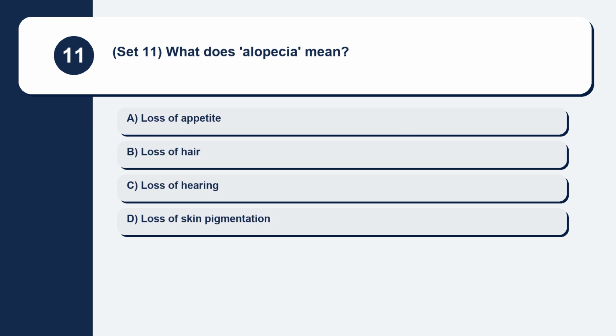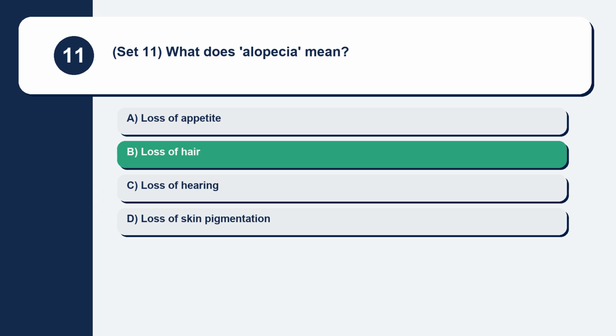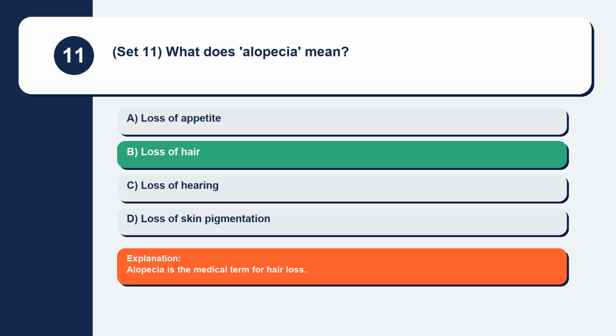Question 11. Set 11. What does alopecia mean? Loss of appetite, loss of hair, loss of hearing, loss of skin pigmentation. Alopecia is the medical term for hair loss.